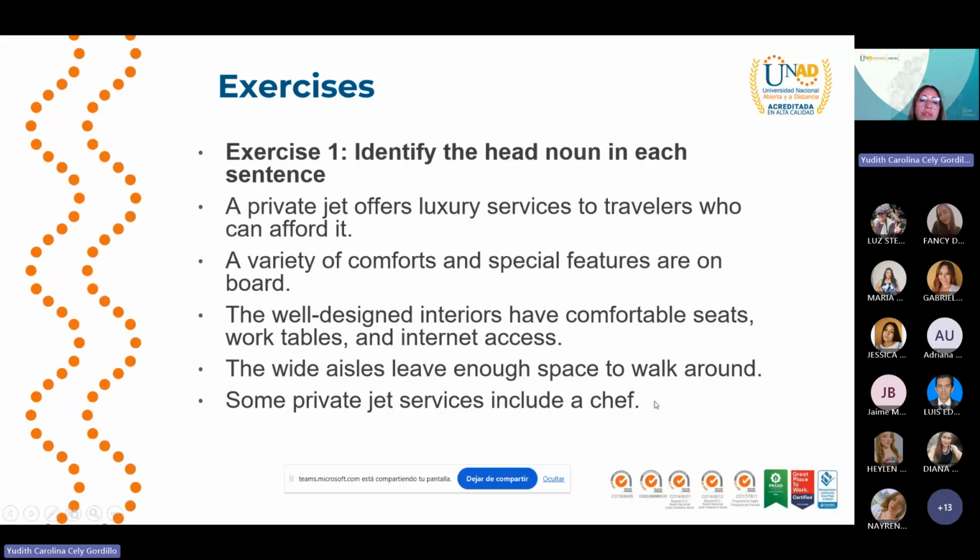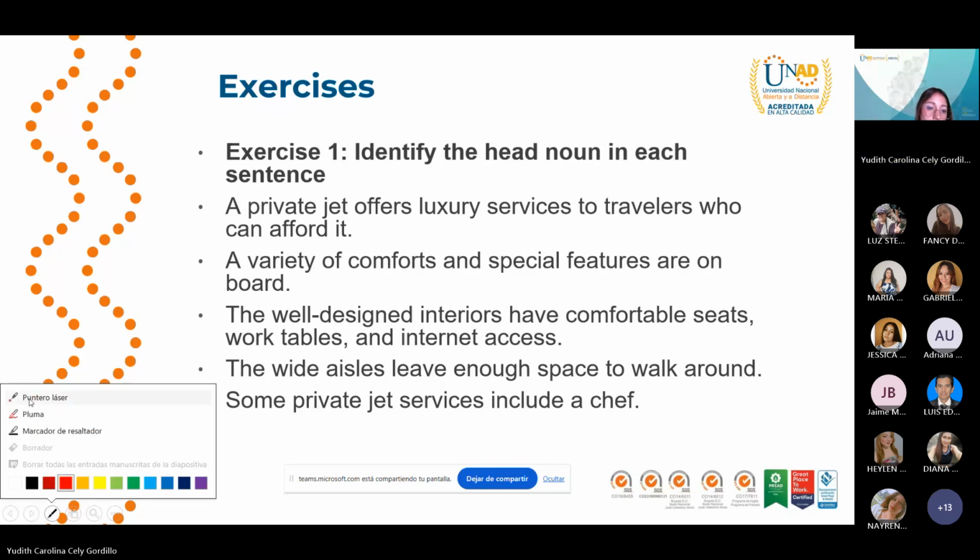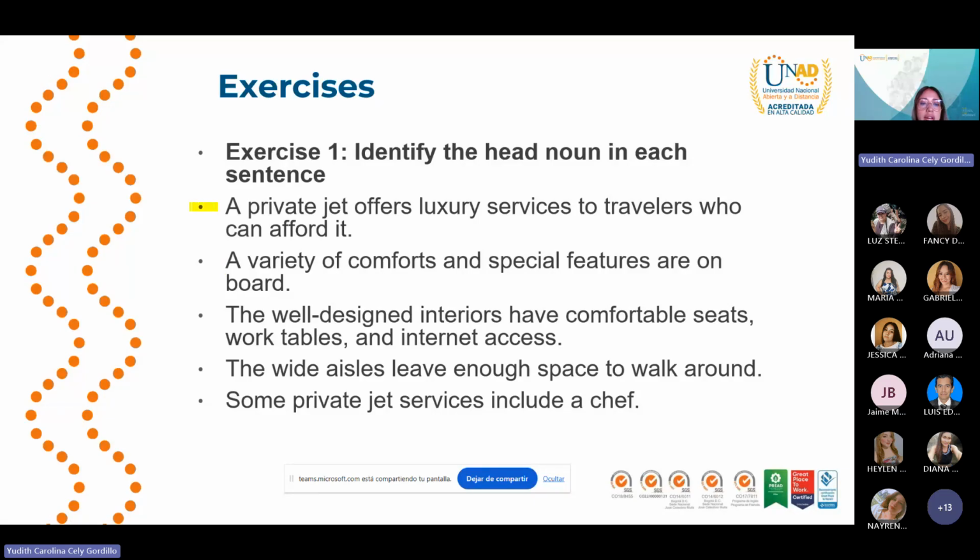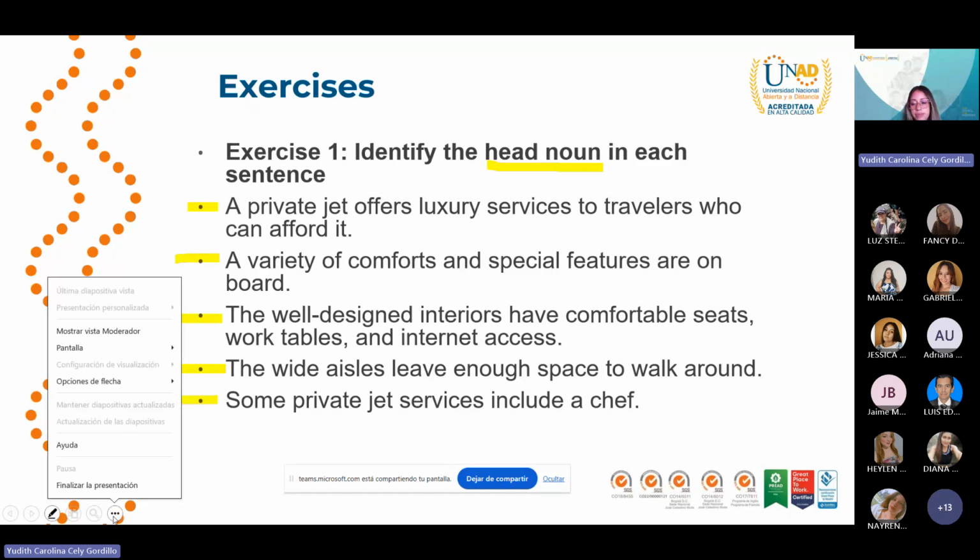These are statements 1, 2, 3, 4, 5. Try to identify the head noun in the first, second, third, fourth, and fifth. What do you think is the main word in those statements, okay? I give some minutes so that you can organize your ideas and tell me what the head noun is.